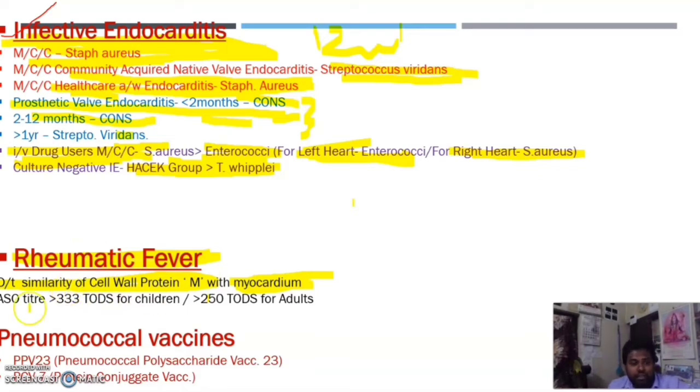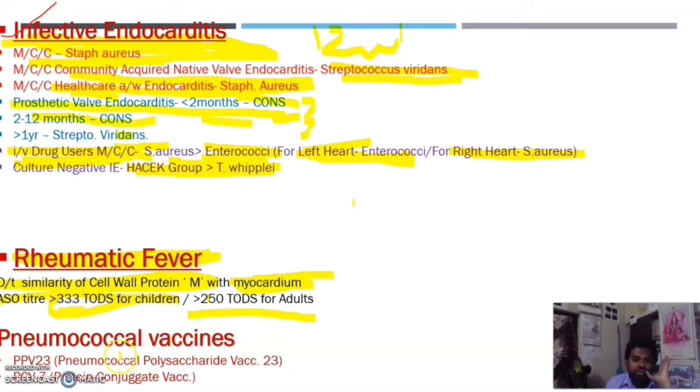That's why rheumatic fever occurs. In case of acute rheumatic fever, if the ASO titer, that means anti-streptolysin O titer, is more than 333 Todd units, it is called Todd unit, then for children it can be highly sensitive, and if it is more than 250 for adults it is quite diagnostic. It is a primary criterion in acute rheumatic fever, not rheumatic heart disease. You can remember this for children: C is the third letter among A, B, C, so here 333.